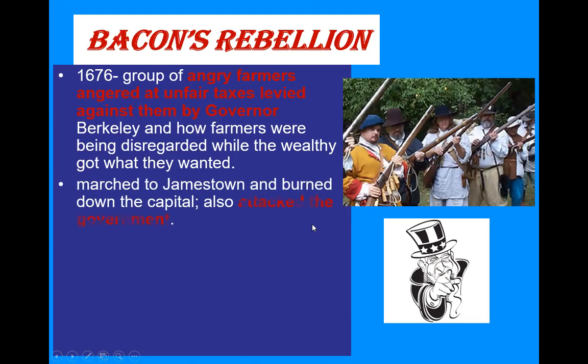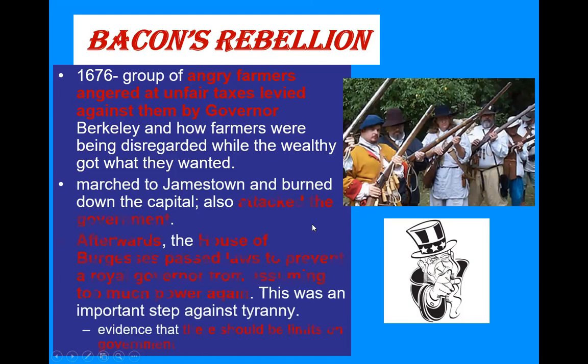So it got violent, and they attacked the government. Afterwards, the House of Burgesses, which was our representative body in Jamestown, passed laws to prevent a royal governor from assuming too much power ever again. So we saw it in England in 1215 when they attacked the king and said, we're going to force you to sign documentation saying that you're going to follow the rule of law.